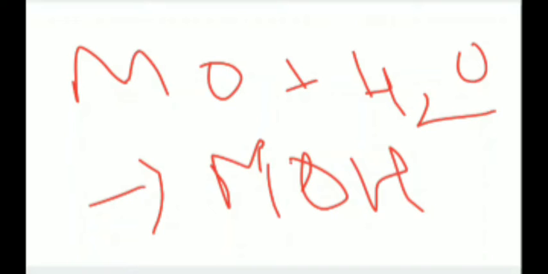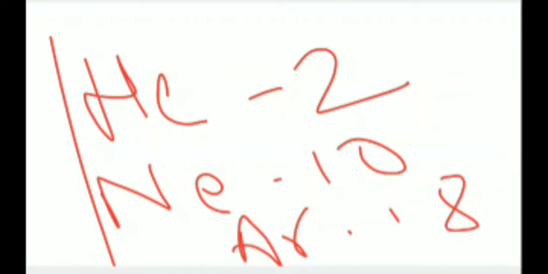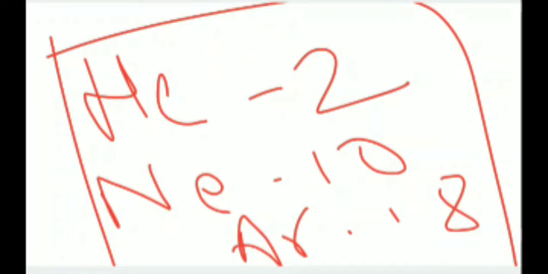Now I am coming to noble gases, metals and non-metals. Helium, neon and argon are noble gases. Helium has atomic number 2, neon atomic number 10 and argon atomic number 18. These are called noble gases.